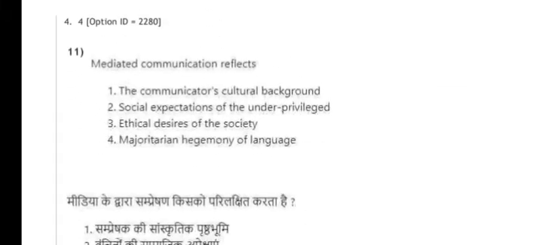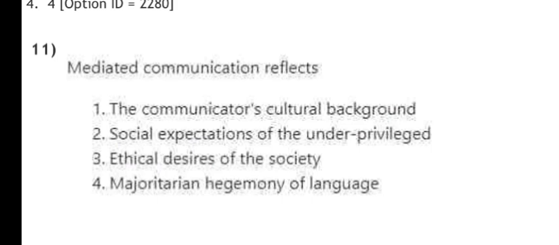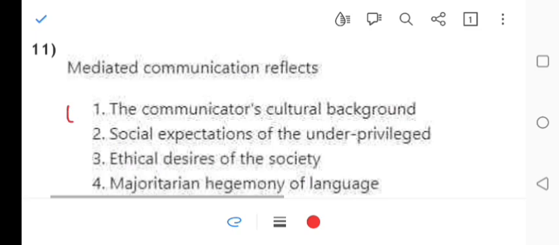16 says, mediated communication reflects what? 1, 2, 3, 4: the communicator's cultural background, social expectations of the underprivileged, ethical desires of the society, majoritarian hegemony of language. It will be the communicator's cultural background.